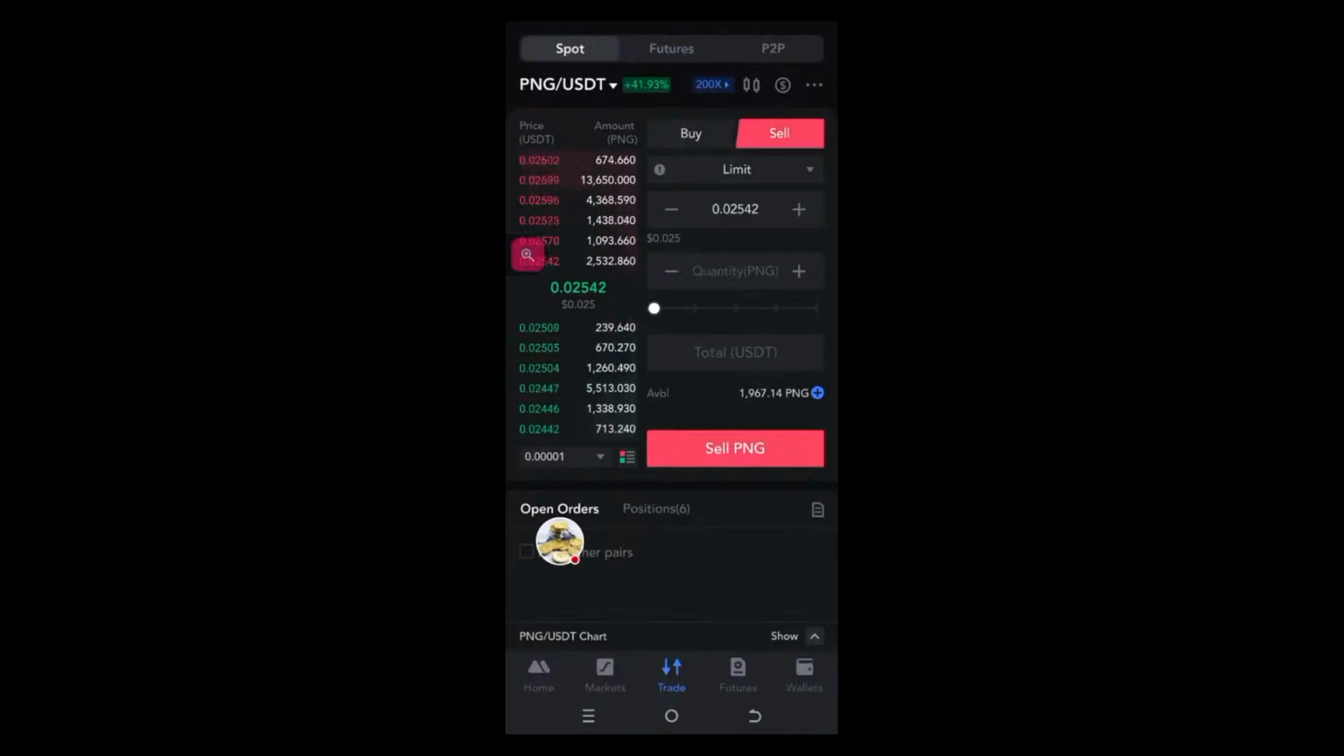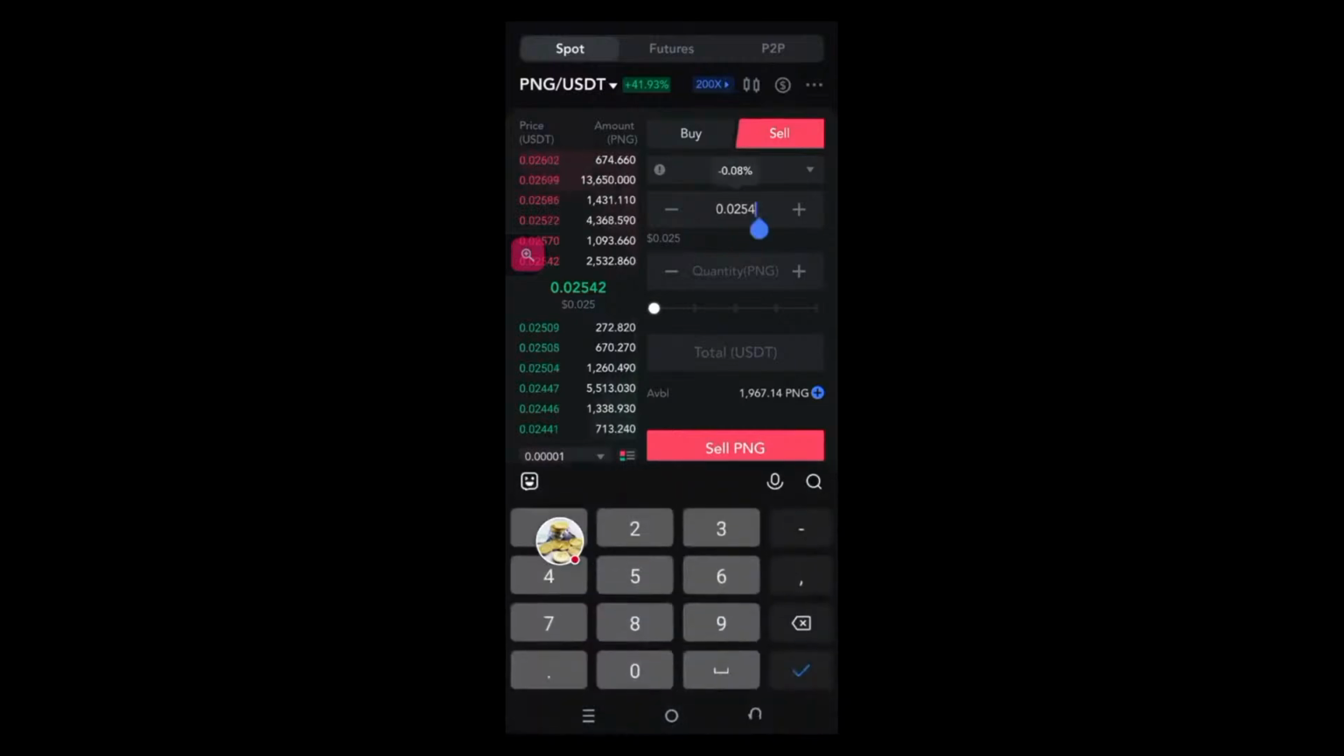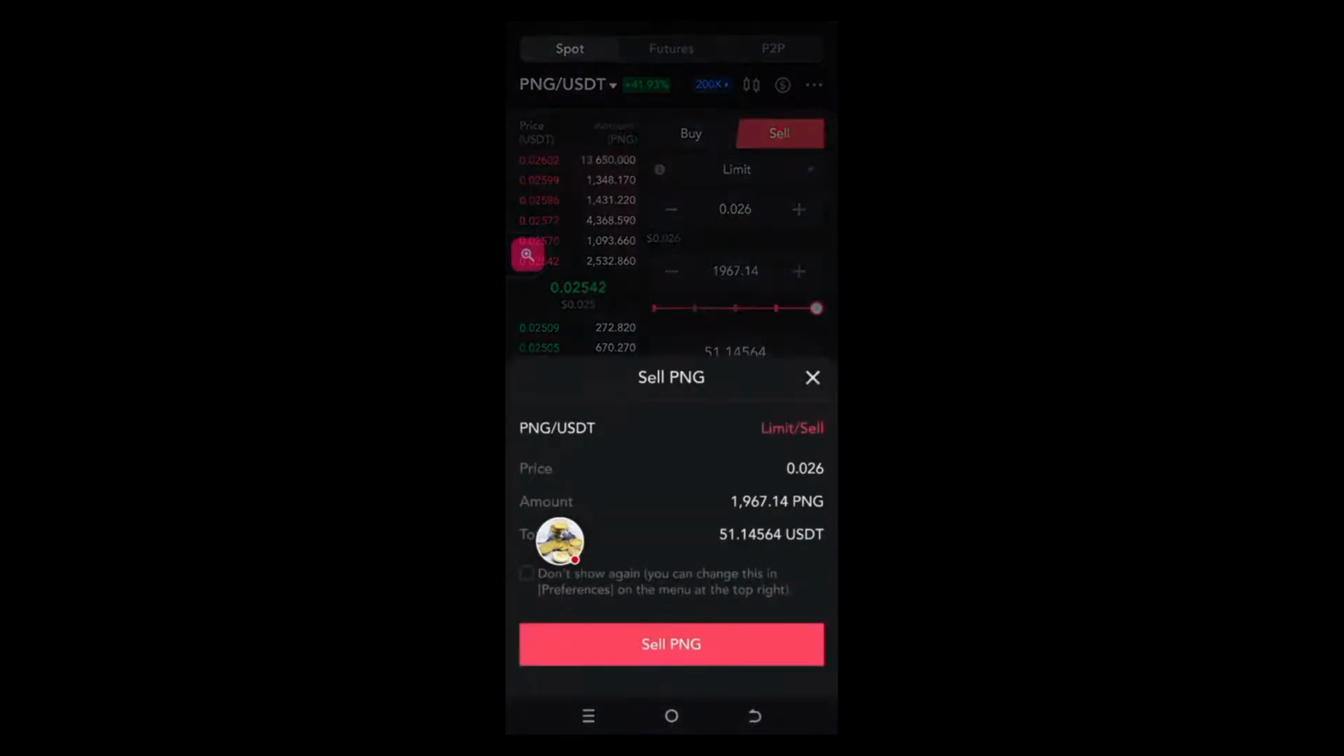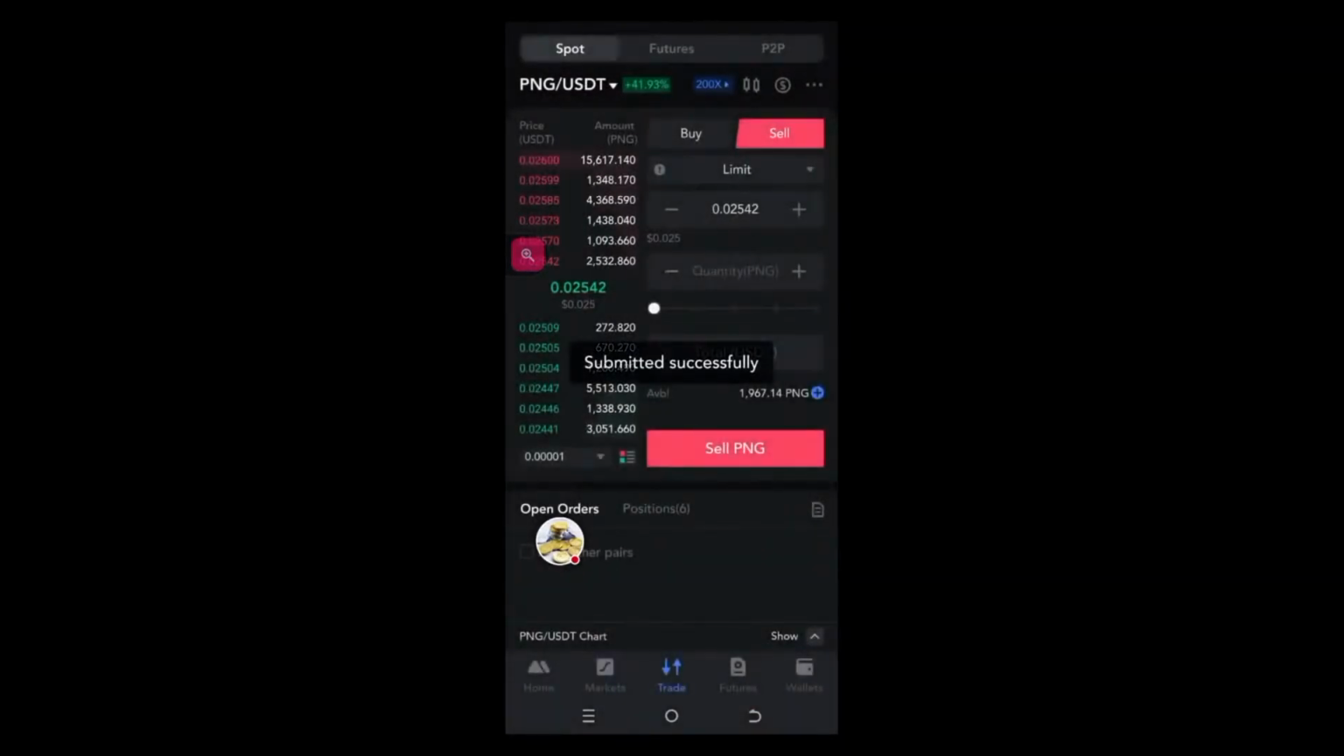Our sell limit, we have said we're setting it to 26. And then we'll pick up everything. Let's put that in there, and we set our sell limit. Perfect.